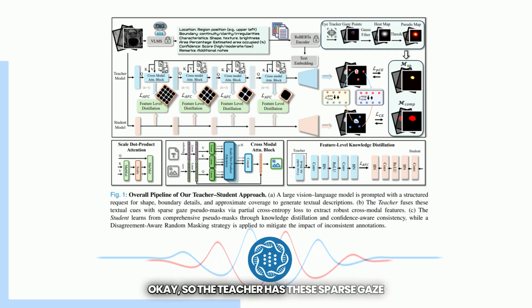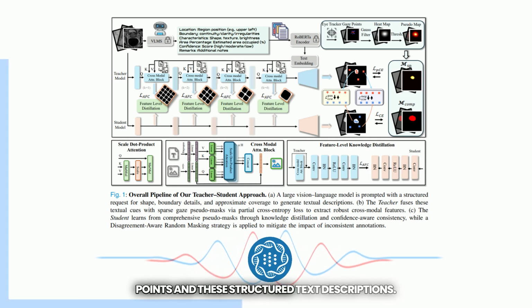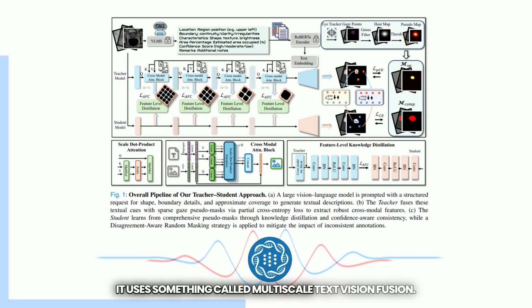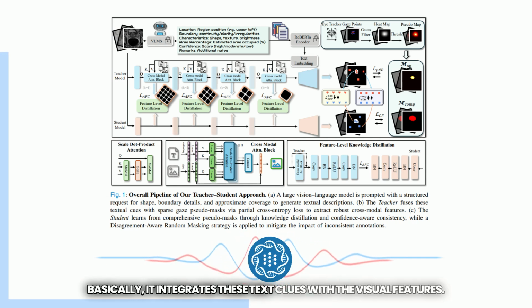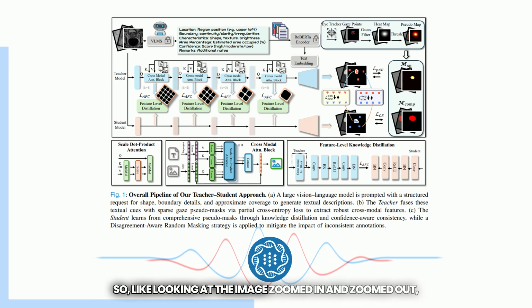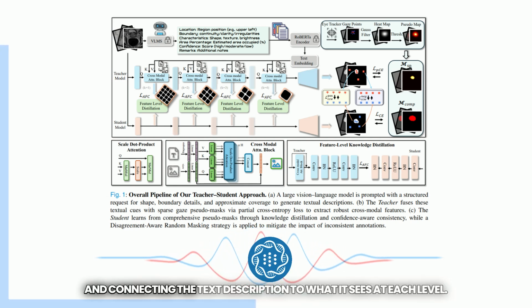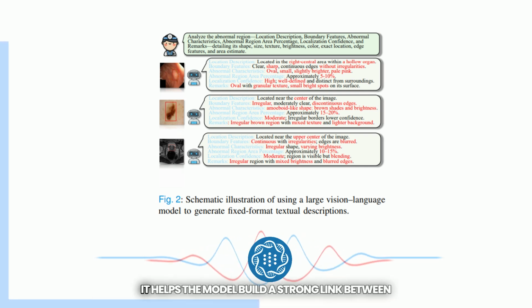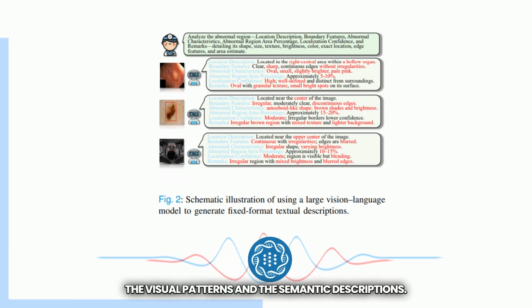Okay, so the teacher has these sparse gaze points and these structured text descriptions. How does it blend them? It uses something called multi-scale text vision fusion. Basically, it integrates these text clues with the visual features it's extracting from the image at different levels of detail. So like looking at the image zoomed in and zoomed out and connecting the text description to what it sees at each level. That's a good way to think about it, yeah. It helps the model build a strong link between the visual patterns and the semantic descriptions.